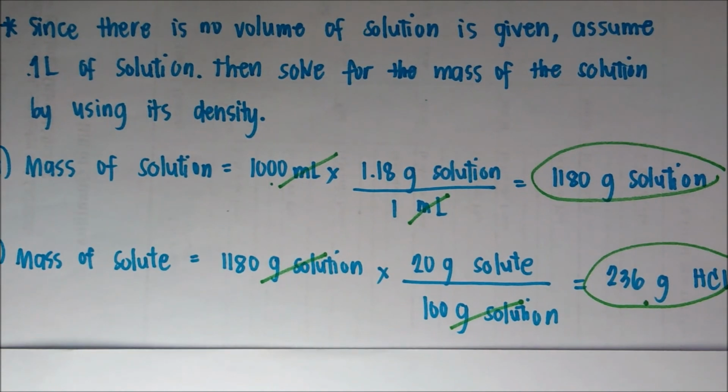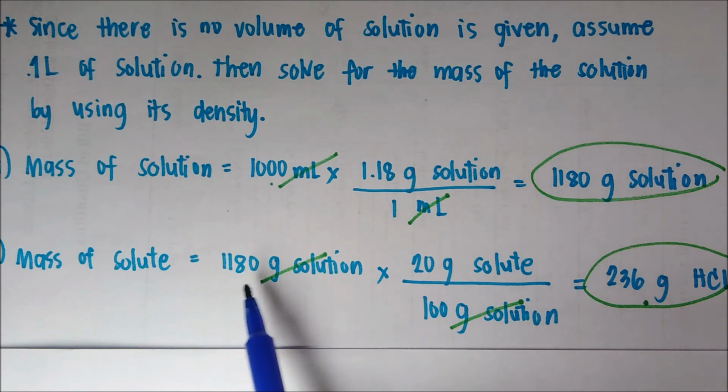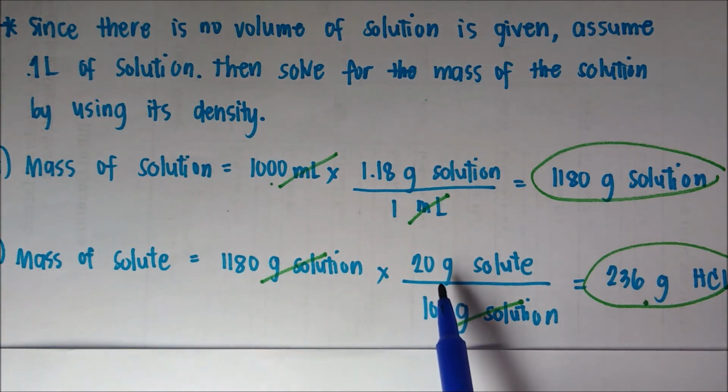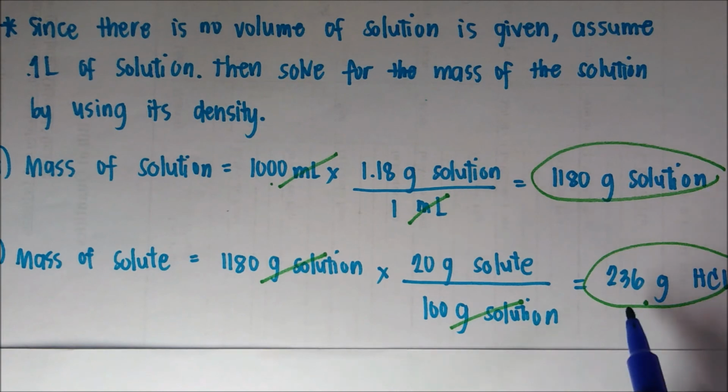Okay, so next, we could now get the mass of the solute. So we start with your mass of the solution, which is 1,180 grams. Then you multiply that to your given. Okay, so 20% yung sinabi, so 20 grams per 100 grams of your solution. So our answer is 236 grams of your hydrochloric acid.